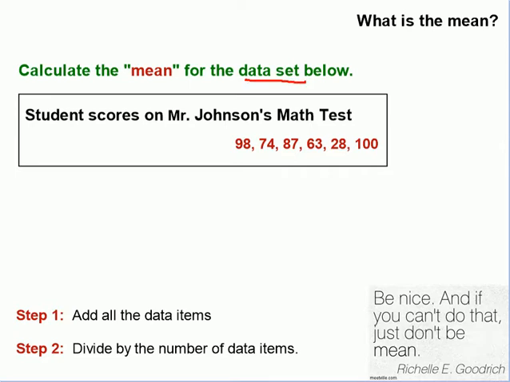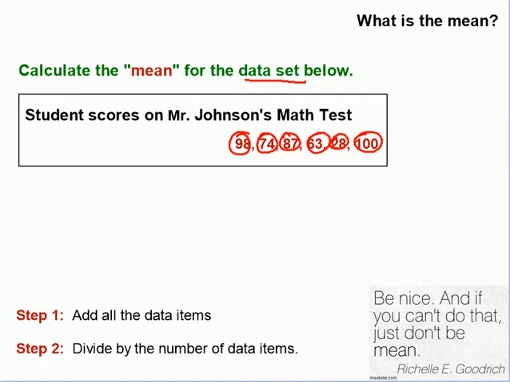This is the student scores on Mr. Johnson's math test. We have a 98, a 74, an 87, and so on. How do we calculate the mean? Well, we find the average. And finding the average is very simple. You simply add all of these together, and then once you've added them all together, you divide by how many of them there are. So how many of them are there?